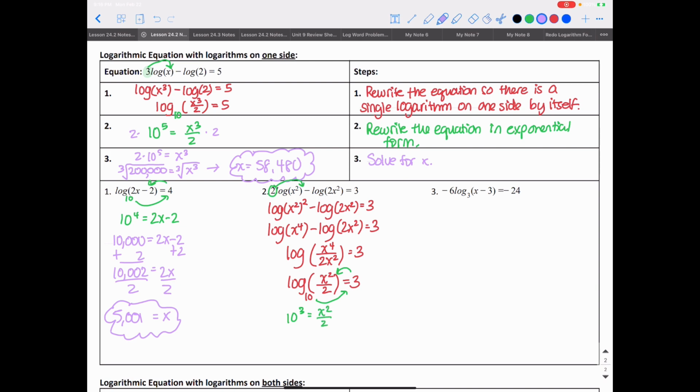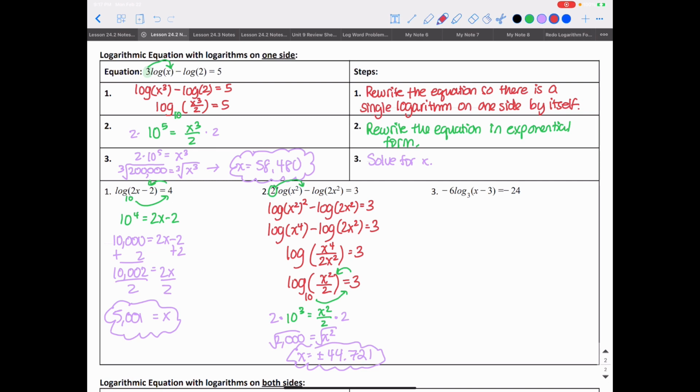I'm going to solve for x now. I'm going to multiply by 2 on both sides. I'm going to get 2,000. That's 2 times 1,000 is equal to x squared. I'm going to take the square root of both sides, and I'm going to find that x is equal to, when I do that, it's plus or minus, since it's the square root, 44.721. That's what x is equal to.